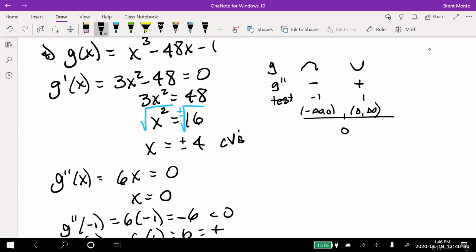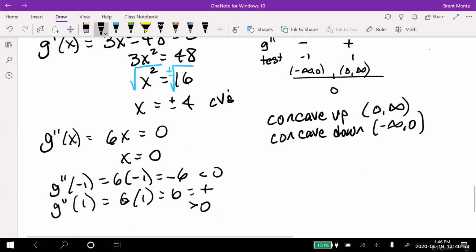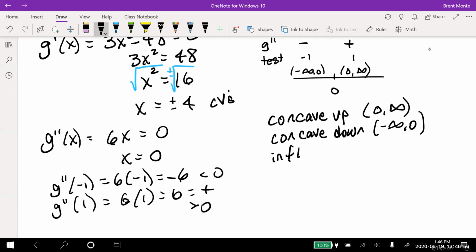Now I can answer those questions about concavity. So let's say this. Concave up, 0 to infinity. Concave down, negative infinity to 0. Since it changed concavity, we have an inflection point. The inflection point is at x equals 0, but we need the y value.